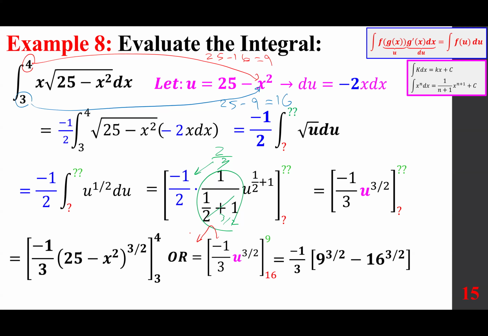So 9 to the power of 3/2 means square root of 9, which is 3, cube it, 27. 16 to the power of 3/2 means square root of 16, 4, cube it, you get 64. The difference is negative 37. The product of these two is positive 37/3, and you're done.